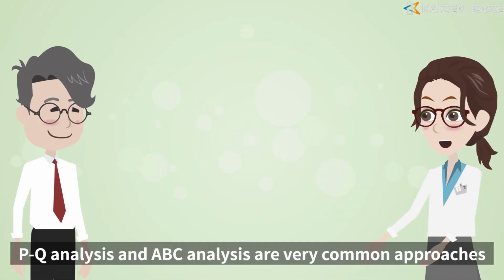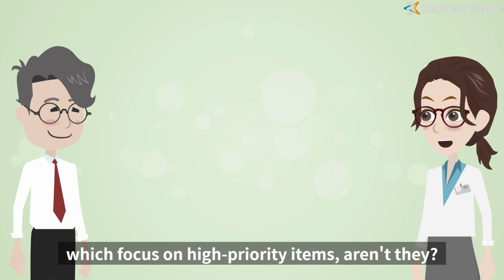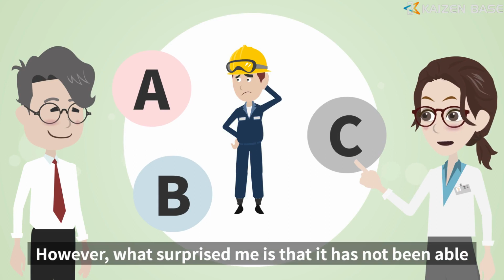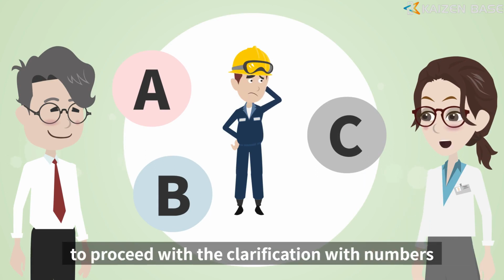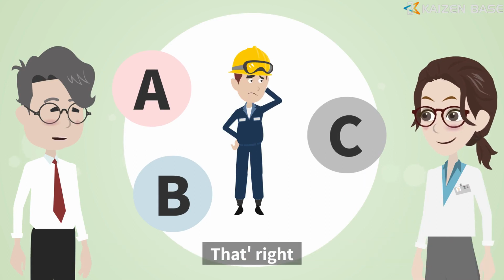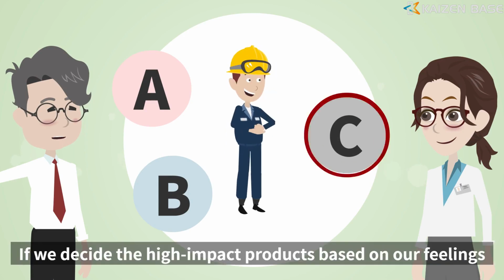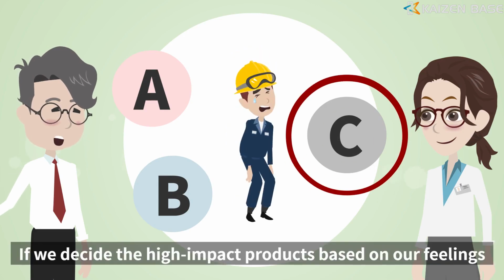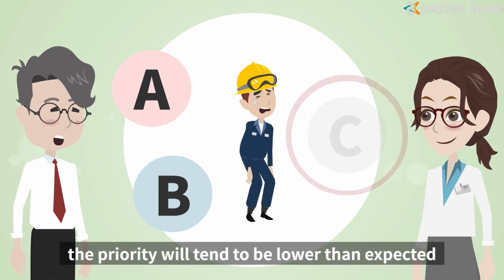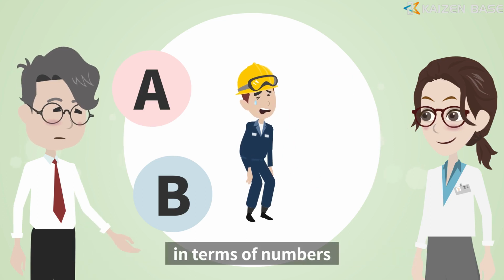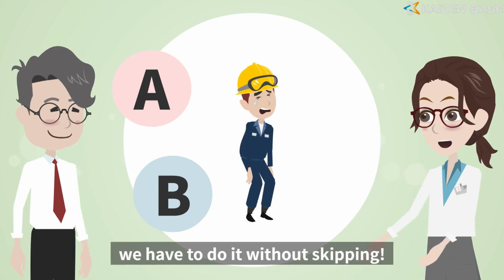P-Q analysis and ABC analysis are very common approaches which focus on high-priority items, aren't they? However, what surprised me is that it has not been able to proceed with the clarification with numbers. That's right. If we decide the high-impact products based on our feelings, the priority will tend to be lower than expected in terms of numbers. Just because it is the first step, we have to do it without skipping.